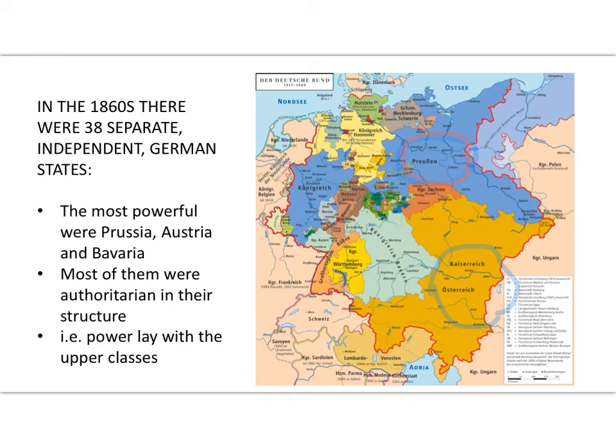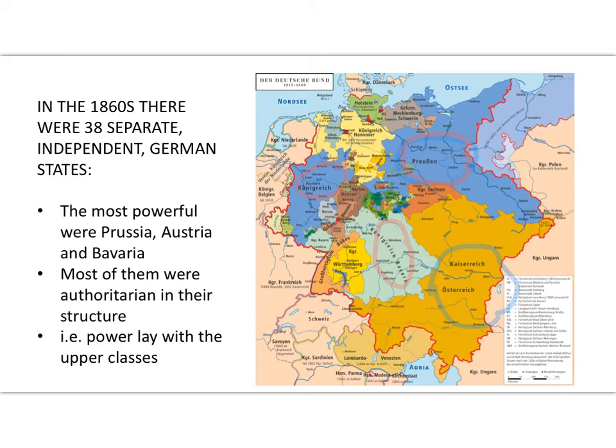represented by blue, was actually spread geographically from west to east. There were other areas which were Prussian, and also the third one was Bavaria. They were the most powerful, but there were 35 other very small German states, which you can see on the map. Now, most of those states were authoritarian in their structure, so they were like the model we just talked about.